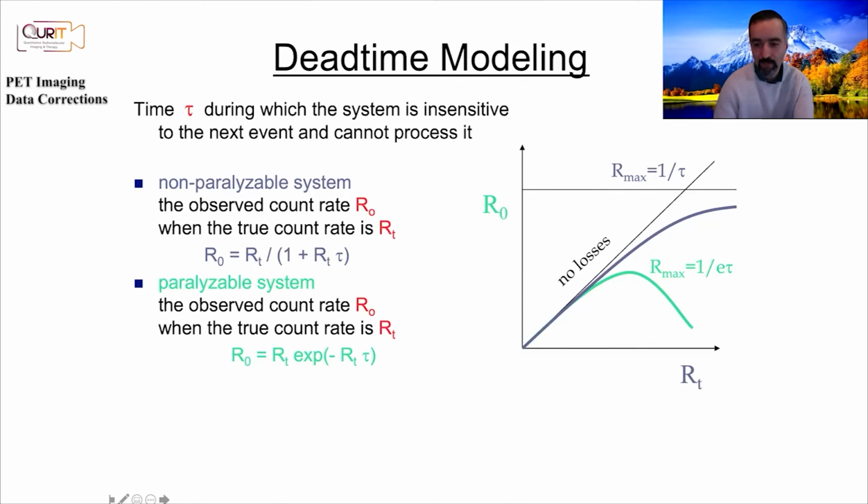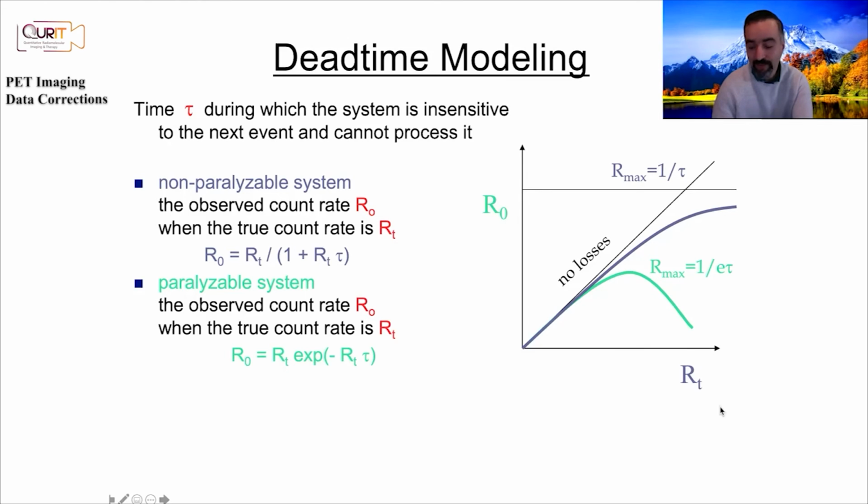In the paralyzable case, you can work out the math and these equations on your own. But the point is, as the incoming rate of signal increases, ideally, when you have no losses, the measured signal should just increase linearly. But in practice, for a non-paralyzable system, it starts to detect less and less. And this is sort of the formula. With a paralyzable system, it also starts to detect less and less.